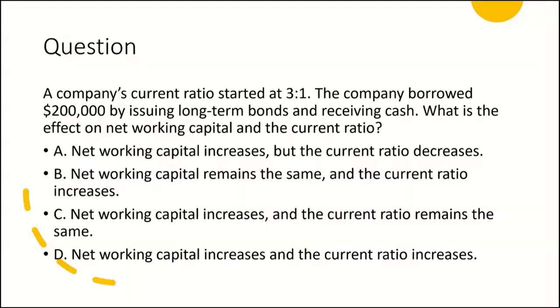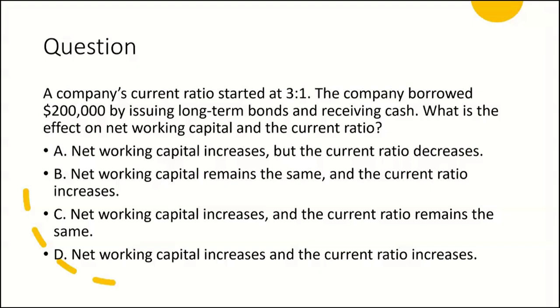And they could ask you a question like this. A company's current ratio started at 3 to 1. The company borrowed $200,000 by issuing long-term bonds and receiving cash. What is the effect on net working capital and the current ratio? A says net working capital increases, but the current ratio decreases.